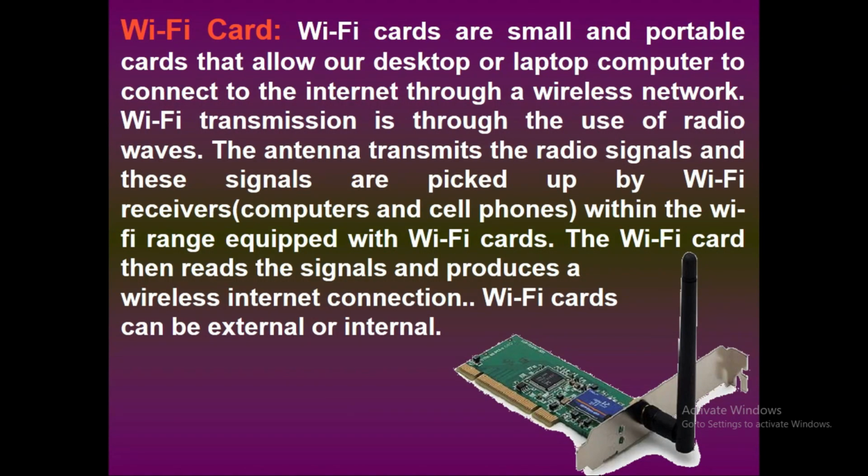Now let's talk about Wi-Fi cards. They are small and portable cards that allow our desktop or laptop computer to connect to the internet through a wireless network. That means if we have a wireless fidelity card on our computer, we can wirelessly make two computers communicate. The antenna transmits the radio signals, and these signals are picked up by Wi-Fi receivers, either computers or cell phones within the Wi-Fi range equipped with Wi-Fi cards, and the Wi-Fi card then reads the signals and produces a wireless internet connection.